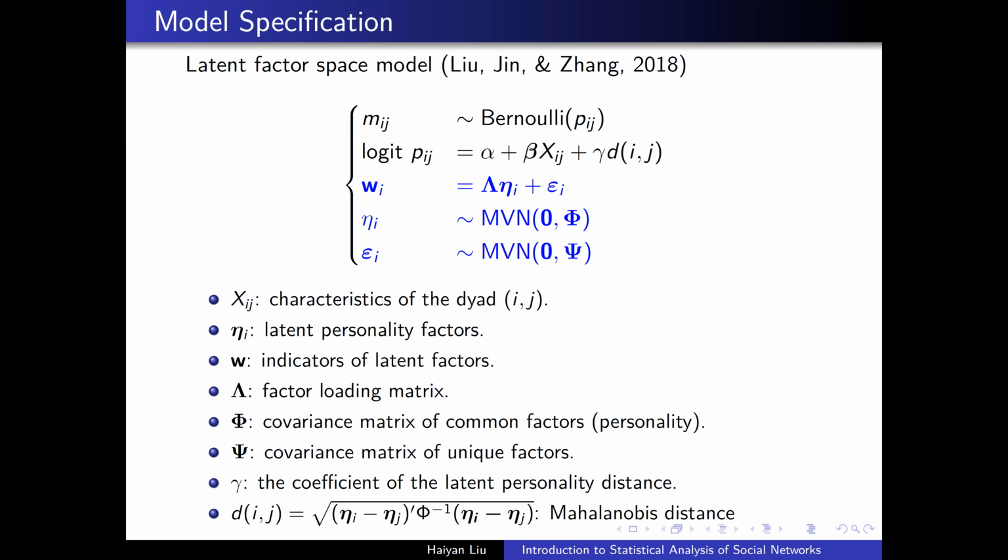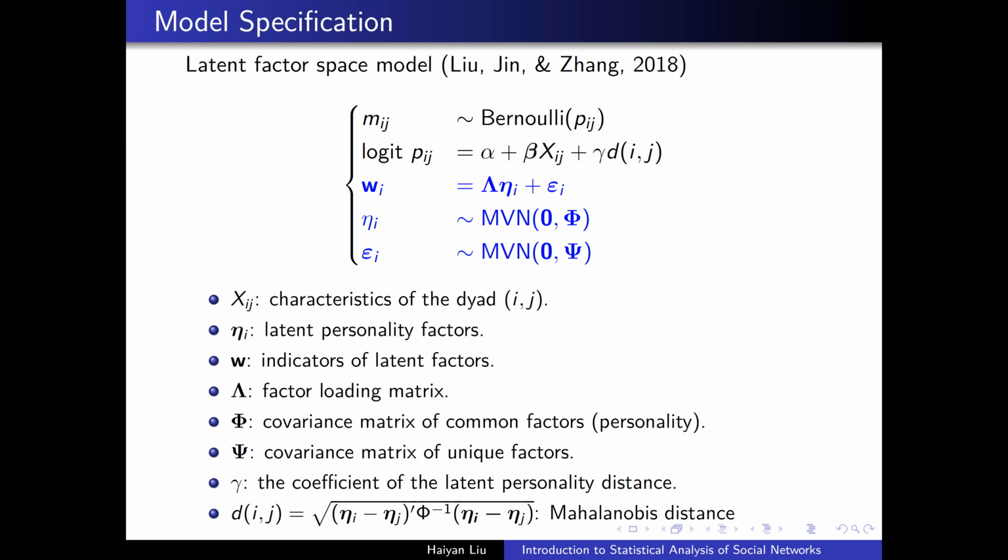The latent factor space model contains two parts. One part is the measurement model. The measurement model is a confirmatory factor model. In this confirmatory factor model, we have latent factors eta, and we also have indicator data for the latent factors. Here lambda is the factor loading matrix, and phi and psi are the covariance matrix of the latent factors and the covariance matrix of the residuals. The highlighted blue part is the measurement model.